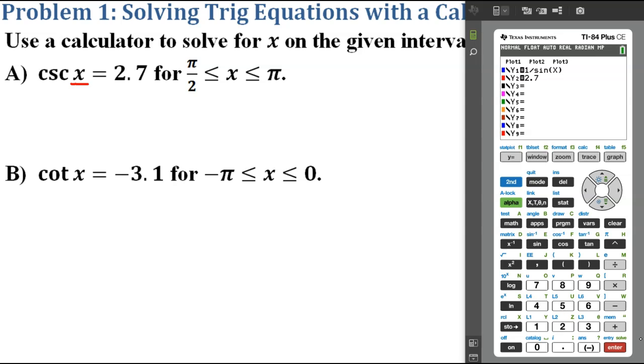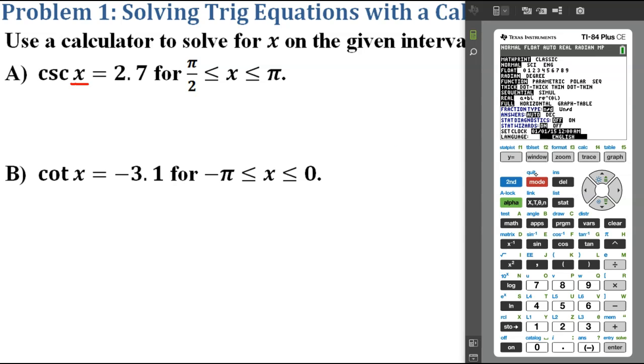Then we'll graph these and figure out where they intersect. Now, a couple of things we need to do before we do that. First off, let's make sure we're in the right mode. Since I want my answer between pi over 2 and pi, that means I want a radian answer. So let's make sure we're in radian mode. If I hit my mode button and scroll down between radian and degrees, yep, I want the radians lit up. Looks like I'm already good to go.